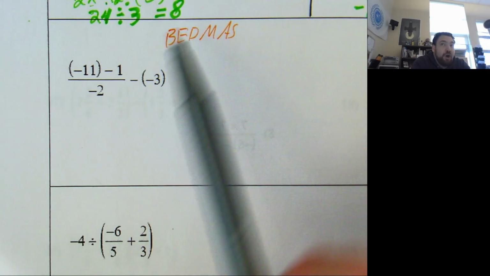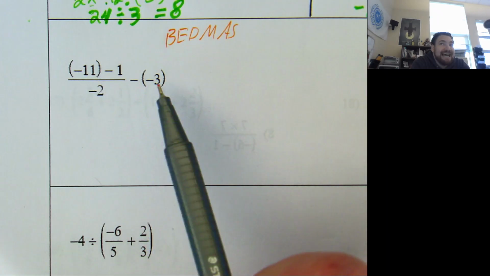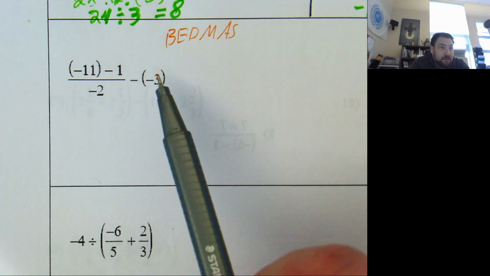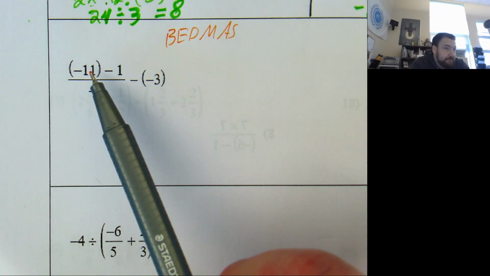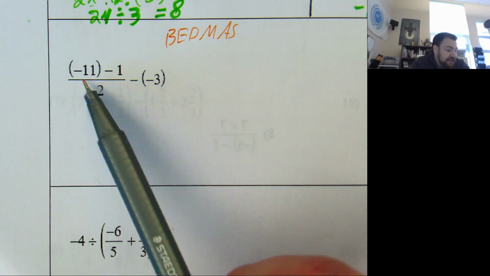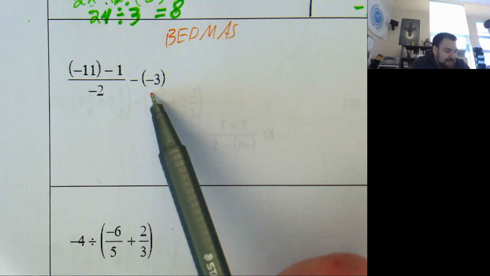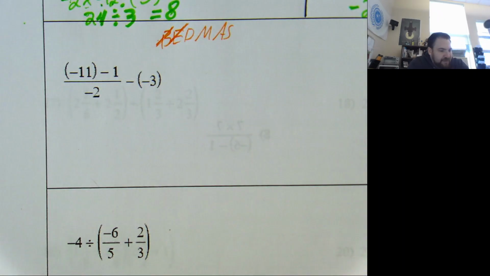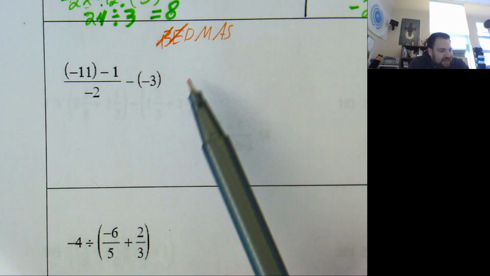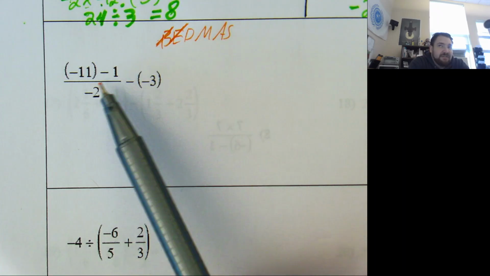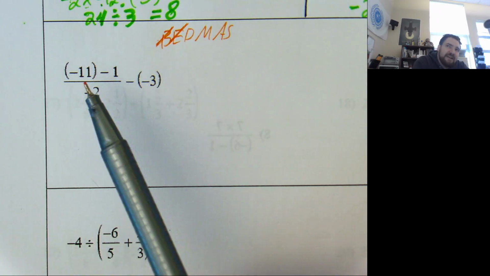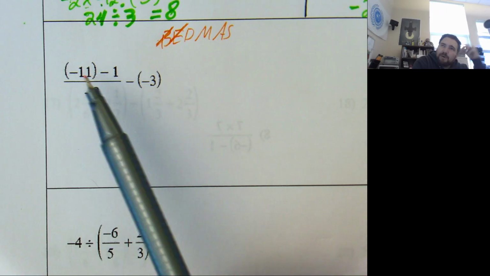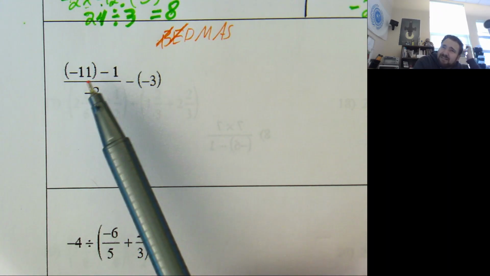So brackets. There are brackets. Is there anything going on inside those brackets? No, there's not. On this side of the brackets, I have negative 11. In these brackets, I just have negative 3. There's no math with brackets to do. There are no exponents. There is division. But if you take a look at what's going on here, this is actually kind of weird because I've got some stuff going on in the numerator there.